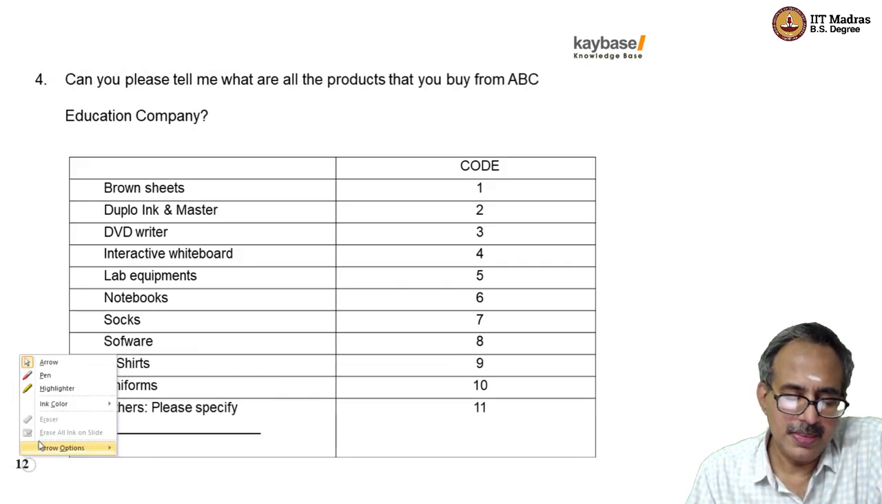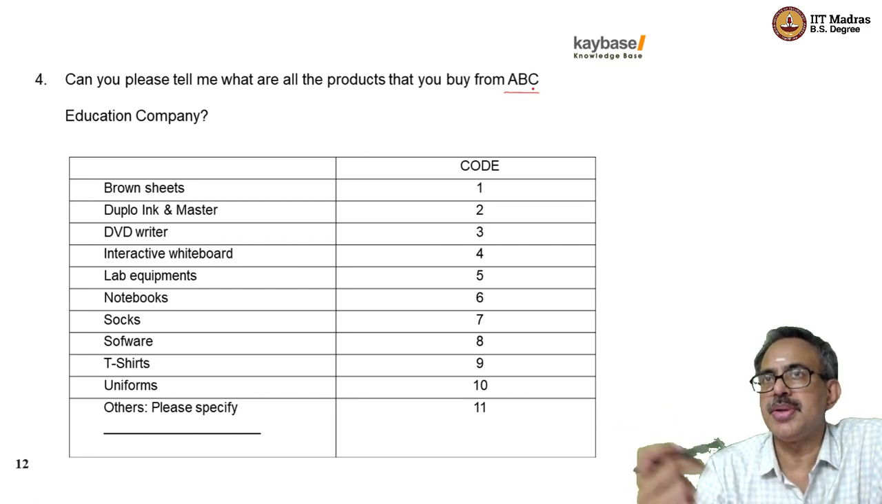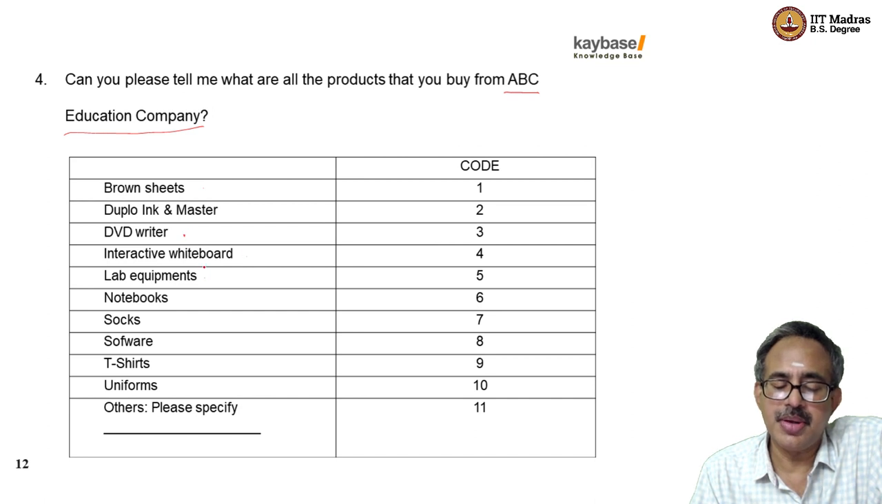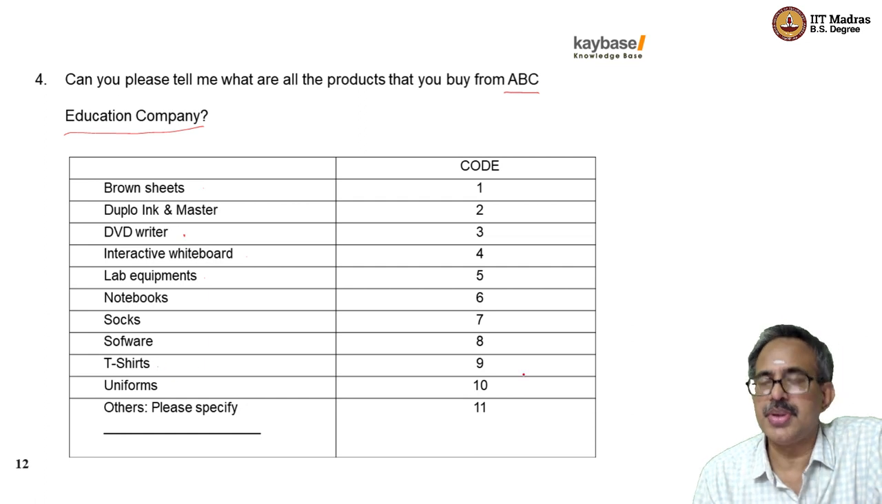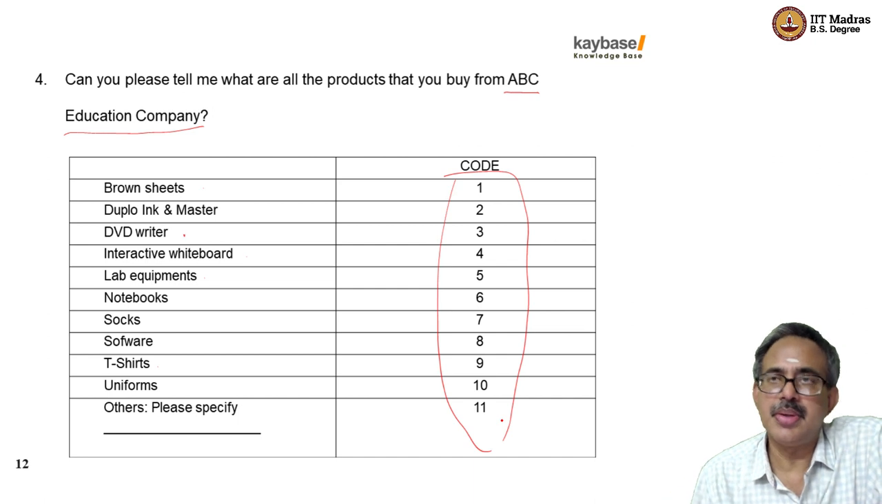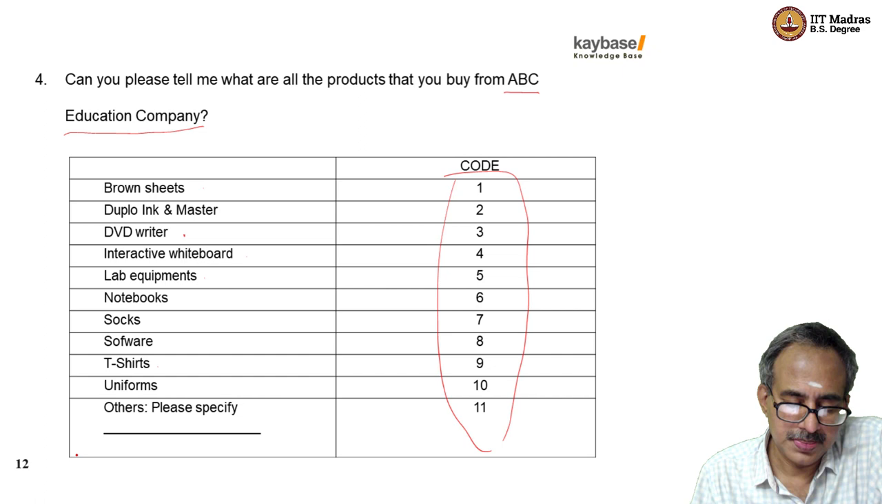Can you please tell me what are the products that you buy from ABC? ABC is our client, the company that supplies the material. So do you buy brown sheets, Duplo ink and master, I don't know what that is, DVD writers, interactive whiteboards, lab equipment, notebooks, socks, software, t-shirts, uniforms, etc.? Which are the products you buy from this particular company? Our client provides all these products. Just go through it for a second and I'll move forward.